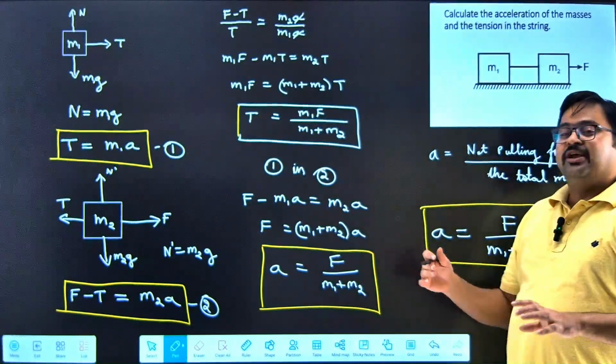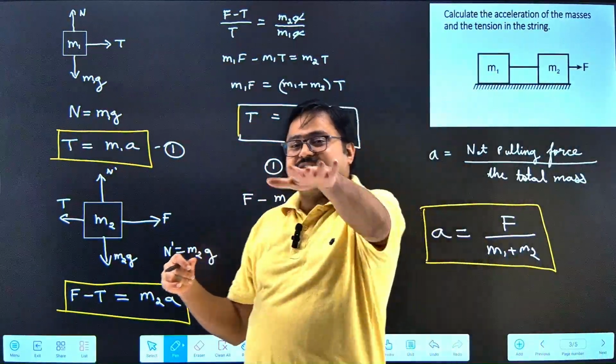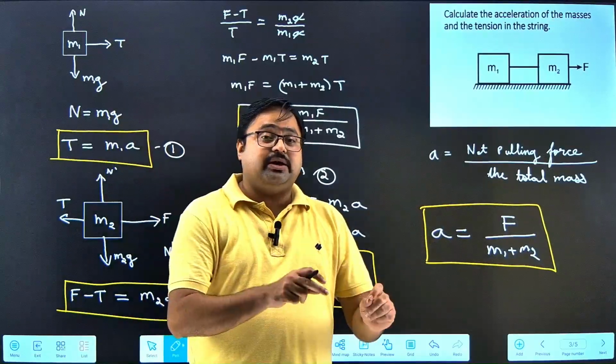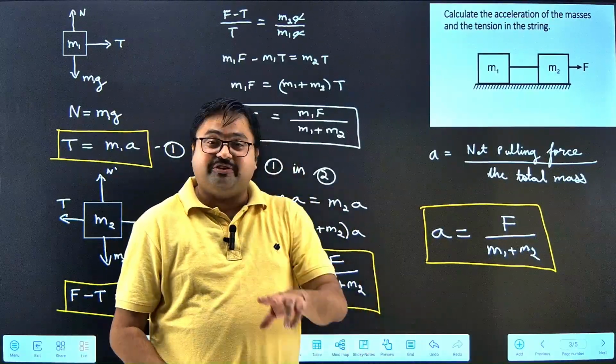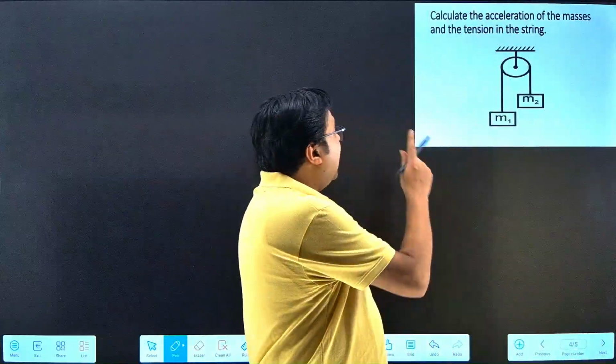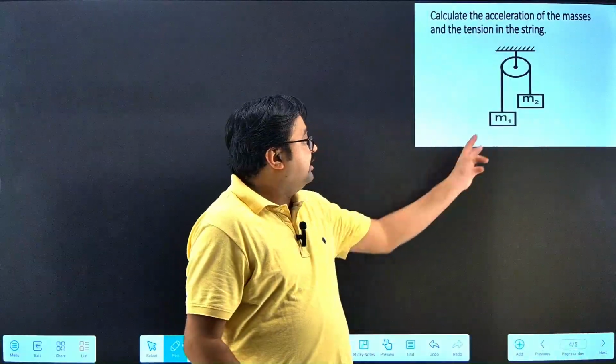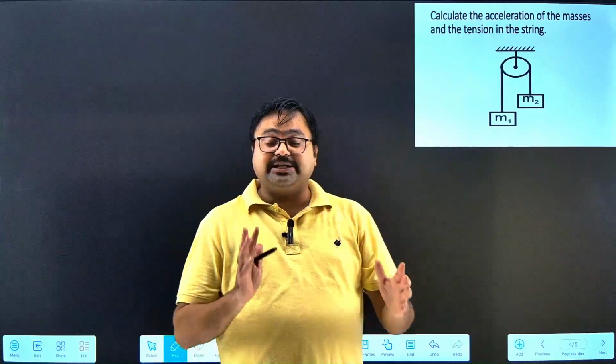In this question, we had to find the tension and acceleration, and we have done that. In the next question as well, the question is the same. You have to find the acceleration and the tension, but this time the masses have been placed a little differently.